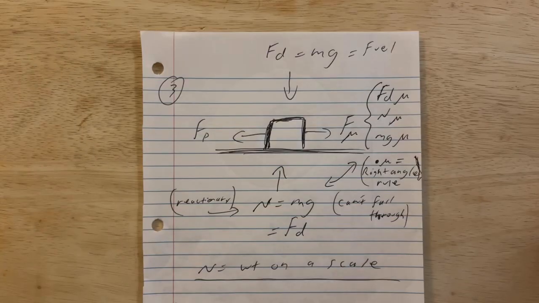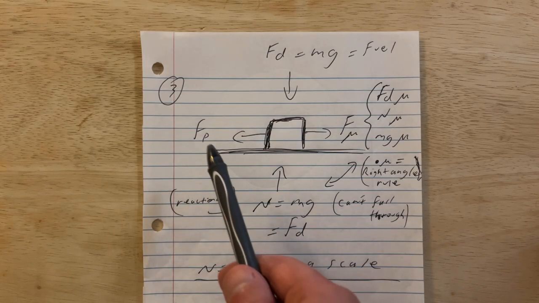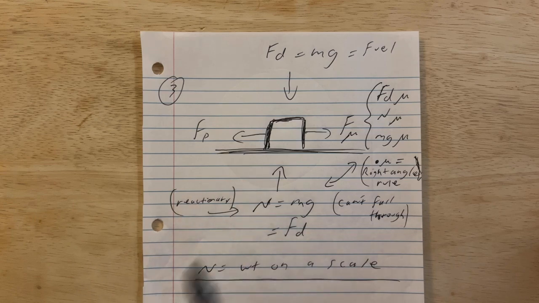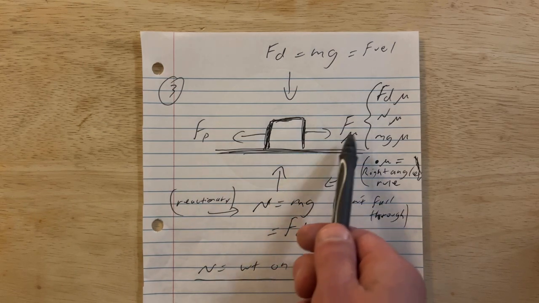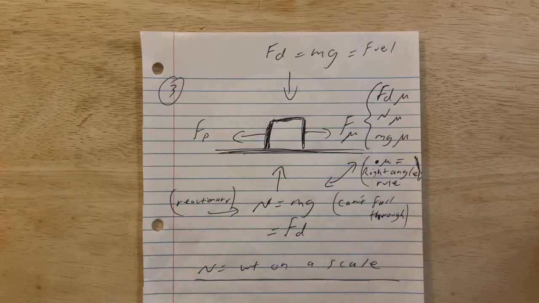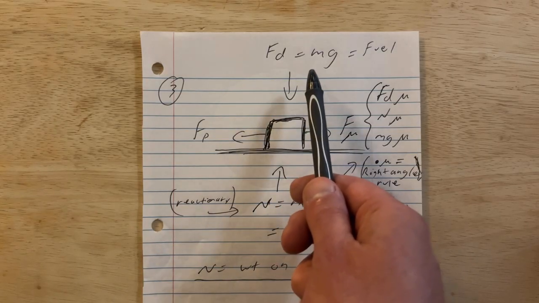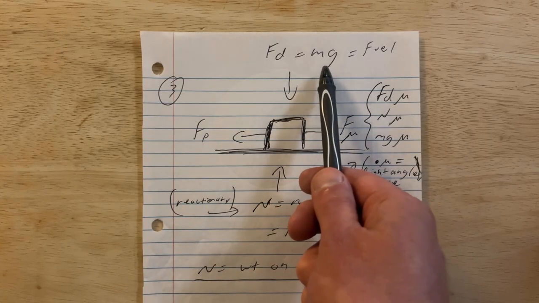Next page. This is simple, just pull a block across the floor. F sub p is the force of pulling. That force of pulling will be resisted by F sub mu, which is the frictional force. F sub d is the downward force. That equals mg, mass times acceleration from gravity.